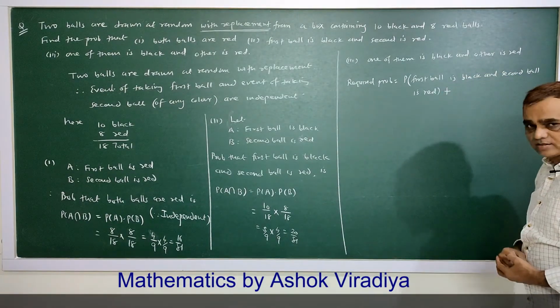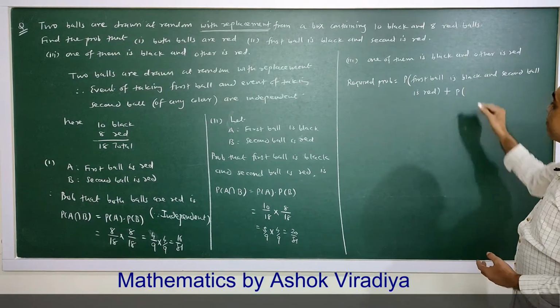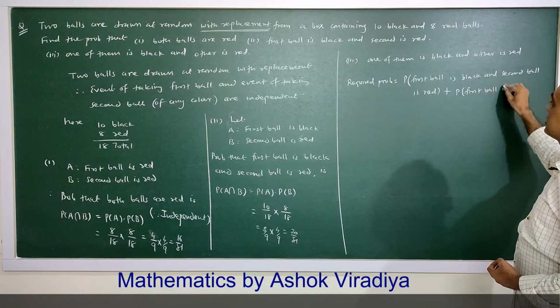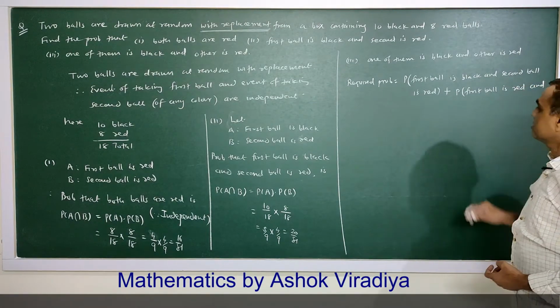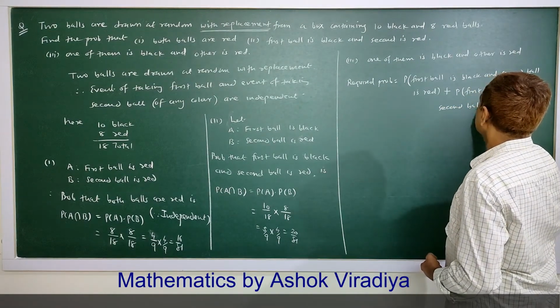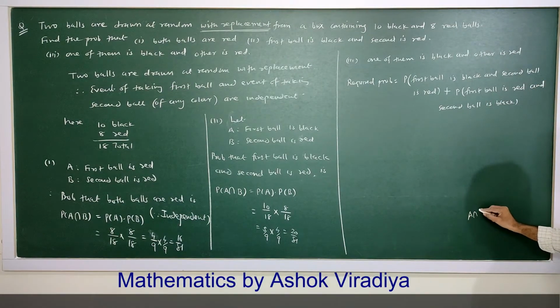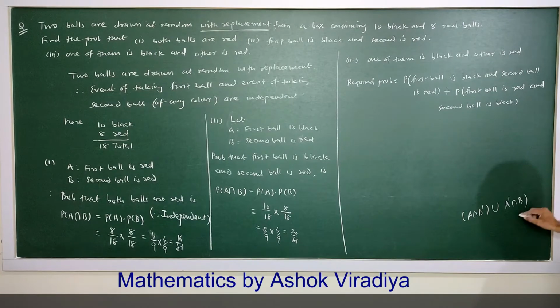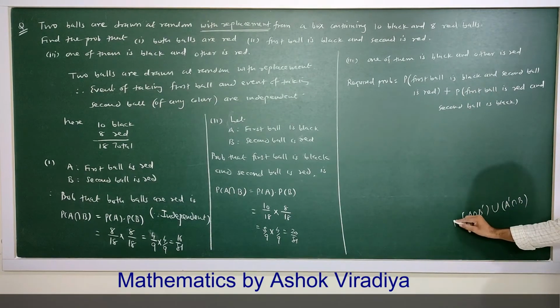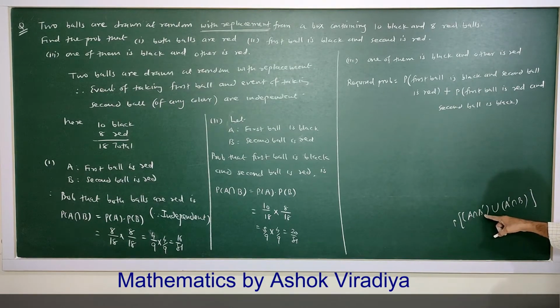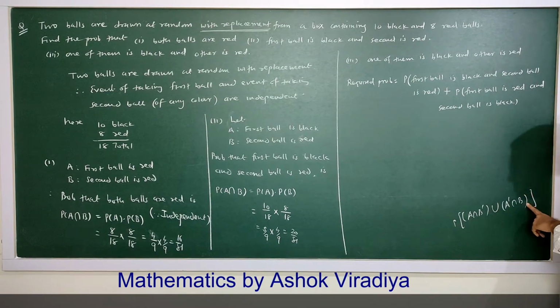or, so put a plus sign, the probability that the first ball is red and the second ball is black. So it is like A intersection B dash union A dash intersection B. Probability of first ball is black and second ball is red, or first ball is red and second ball is black.